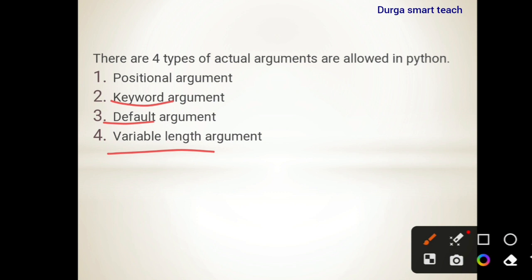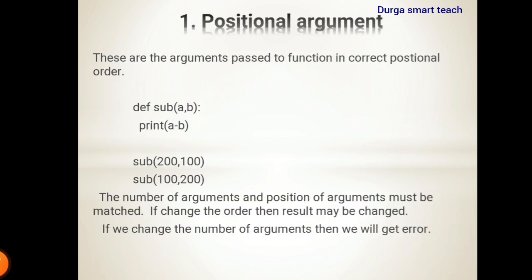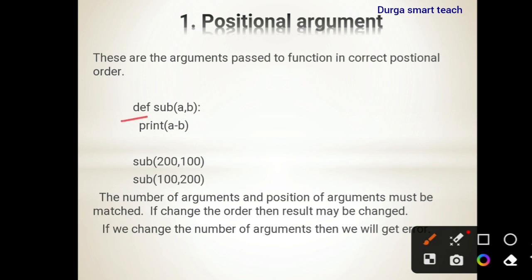The first one is positional argument. These are the arguments passed to the function in the correct positional order. See this example here. Def is a keyword, sub is a function name, a comma b are formal parameters. Next, print a minus b. When we call the function, it will be executed. Sub is the function name. I am calling the sub function and now I am passing the parameters 200 comma 100.